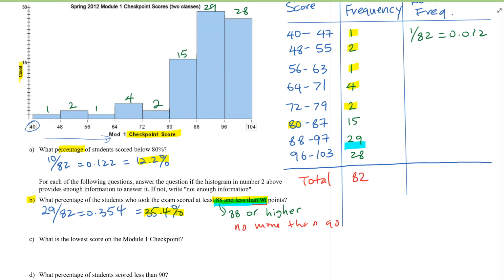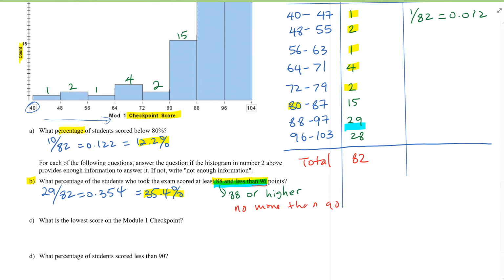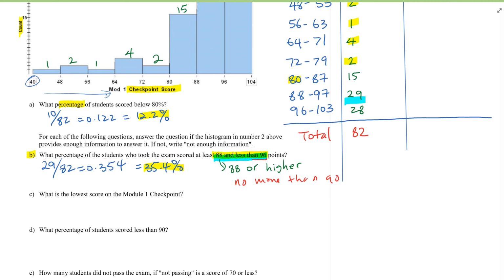Okay, so let's do one more. Part C, what is the lowest score on the module 1 checkpoint? Again, we know the lowest score is in the first class. It's one student who scored between 40 and 47, but we don't know exactly what that score is. It could be 40, it could be 41, 42, 43, 44, 45, 46, or 47, but we don't know which. So therefore, there's not enough information to answer this question. We're going to write not enough information.